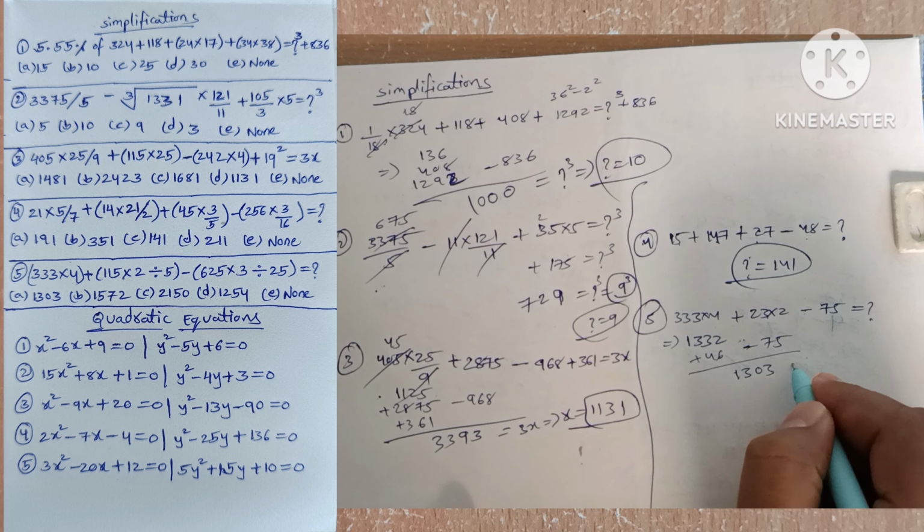Now the second question, 15x square plus 8x plus 1 equals to 0. Here the roots are negative. Y square minus 4y plus 3 equals to 0. Here the roots are positive. So by comparing these two, x is lesser than y.